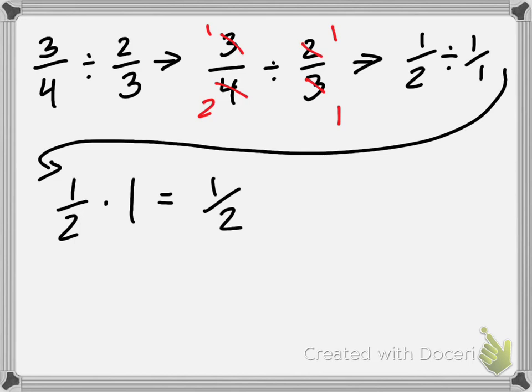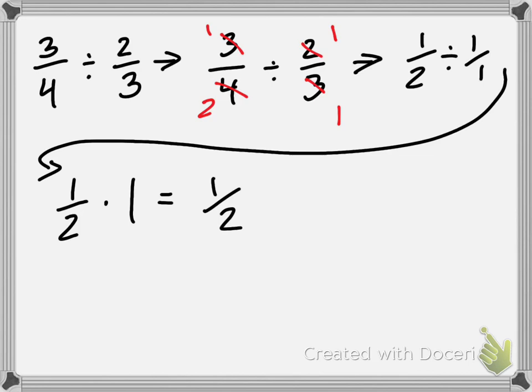Okay, I've got 3/4 divided by 2/3. So then what I do is I cross cancel. 3 and 3 cross cancel. I get rid of those. They turn into 1. 2 and 4 cross cancel. 2 is a 1. 4 is a 2. Then I set it up. Now I have 1/2 divided by 1 over 1. So I did my keep, change, flip. 1/2 times 1, which is equal to 1/2.